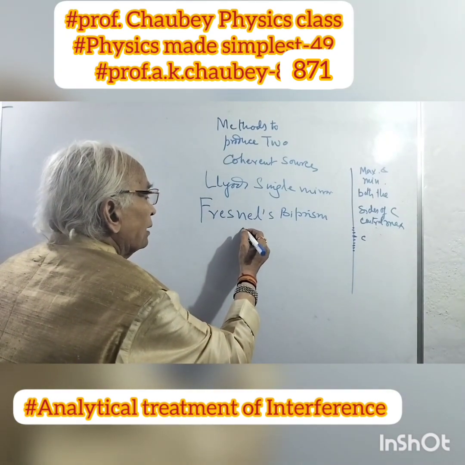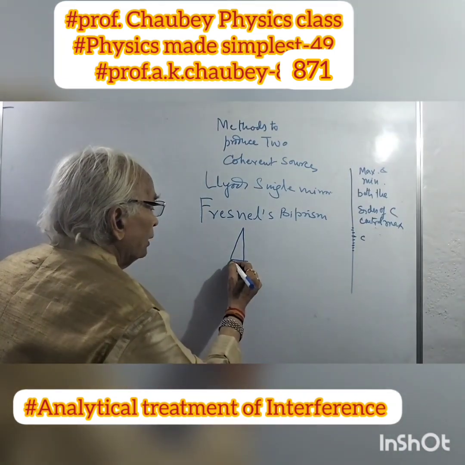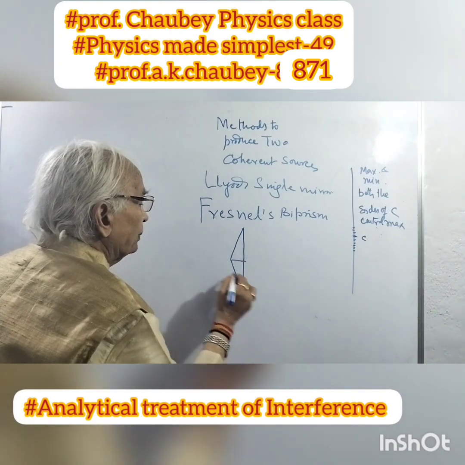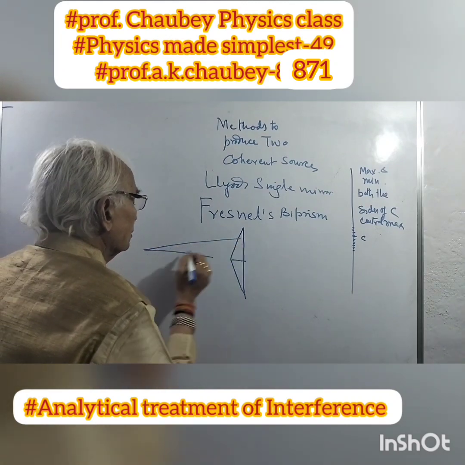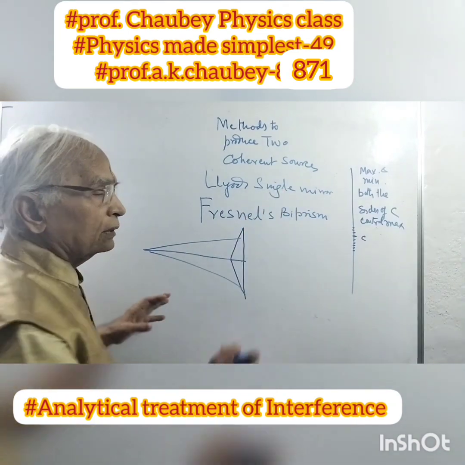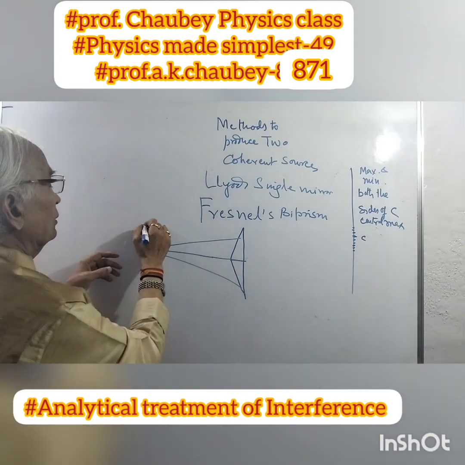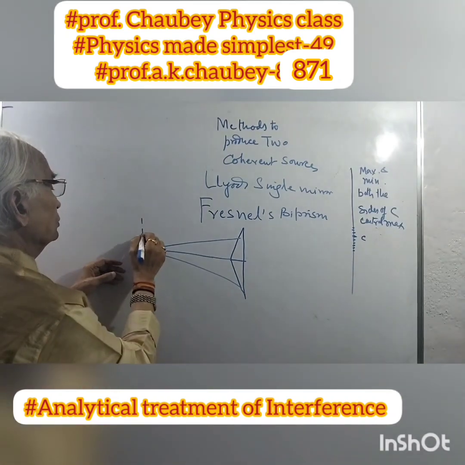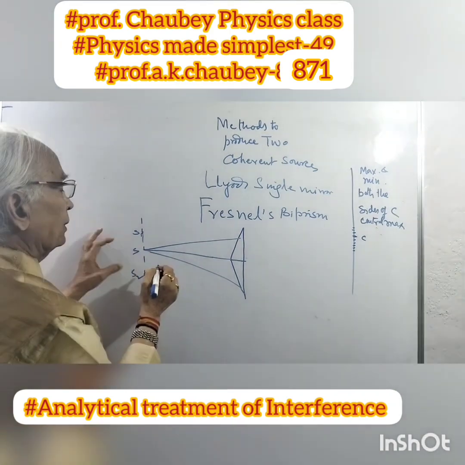A biprism is simply two prisms joined base to base here. This one prism and another prism, and light comes from here. So this light falling there produces two sources, one going on that side and one going on this side. It looks like this source S has got two sources, S1 and S2, separated by some distance.